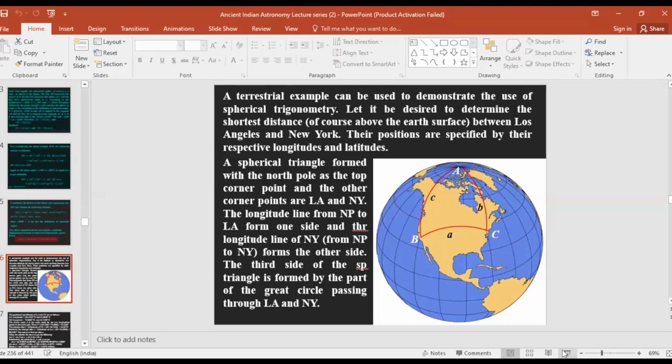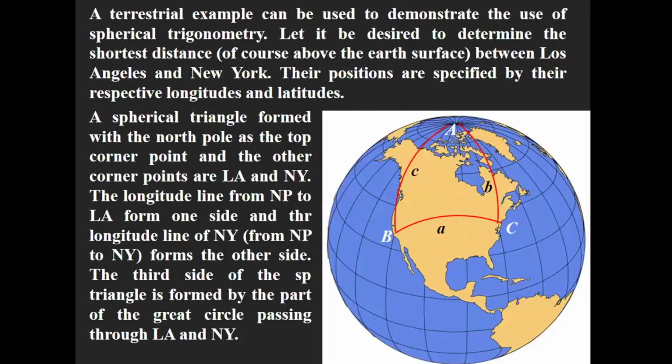So now we have at our disposal most of the things. We know how much is B: it is 90 degrees minus the latitude of New York. C is 90 degrees minus the latitude of LA, and the angle A is the longitude of LA minus the longitude of New York. So now we can use that formula to find out how much is A.